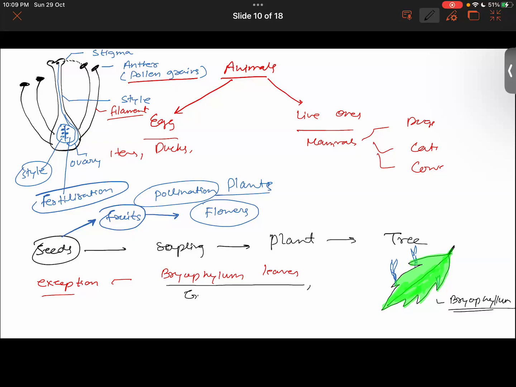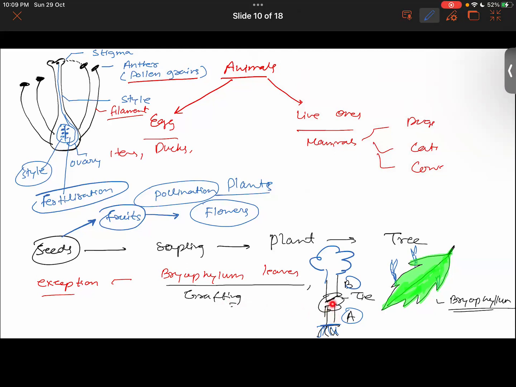We also have examples of grafting. In grafting, basically one plant is stuck onto another plant. Suppose this is plant A, and then I take plant B of the same species, place it over plant A and tie them together. So what will happen? I have the root system of plant A and the shoot system of plant B.